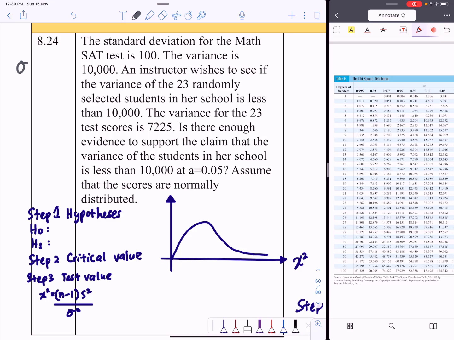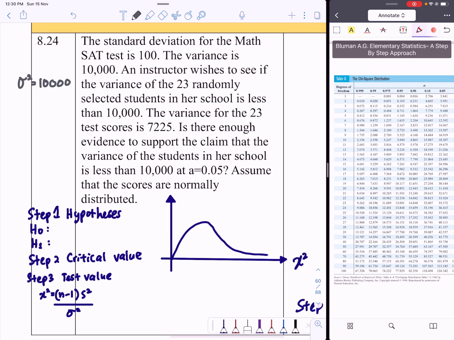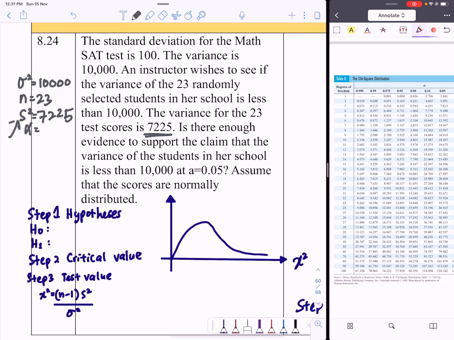Test. The variance is 10,000. And then, 23 randomly selected, 23 less than 10,000. The variance for 23 test scores is, ni untuk sampel ya, sebab tu kita guna S. The variance ada square kat sini, kamu pasti kamu bezakan lah. Okay, alpha 0.05.